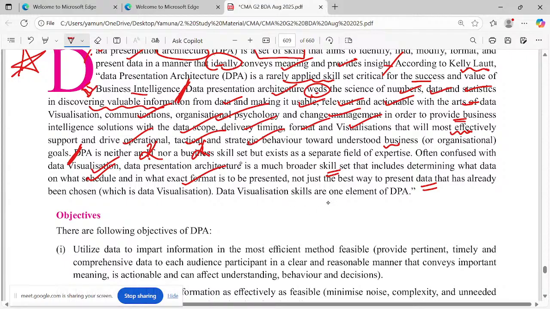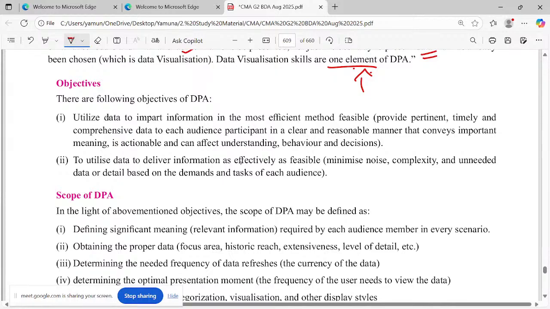Okay. So data visualization skills are one element of DPA. So when we talk about data visualization, it's one element of DPA. Okay, so we'll go for the objectives. You can utilize the data to gather information in a more efficient, feasible method, which means providing pertinent, timely, and comprehensive data. You can utilize the data to deliver information as effectively as feasible also.